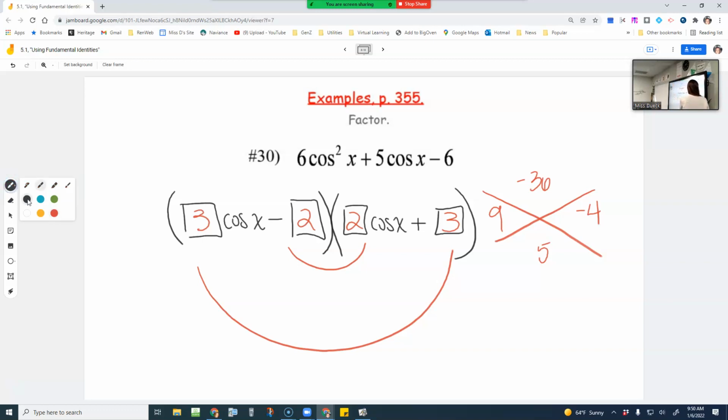Other people do things like the star method where you divide both of those by the leading coefficient. When you divide by the leading coefficient, you would reduce. Remember, there's your 3, there's your 2. So we have 3 cosine x plus 2.